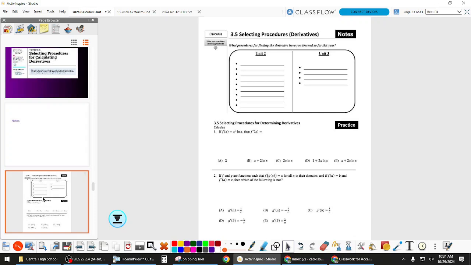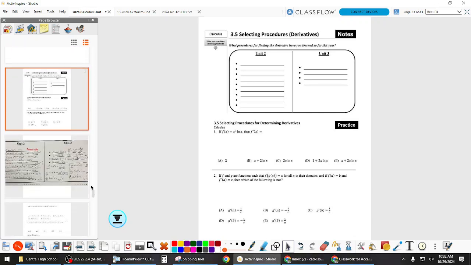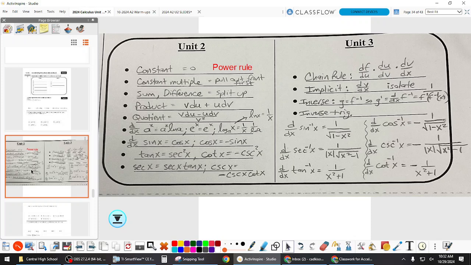I'll show you mine. I wanted you to fill it out a little bit more in depth than just names. So, and I forgot to write the power rule on here, so I'm going to do that now. d/dx of x to the n is n x to the n minus 1, like that. Anyway, that's a lot, right?